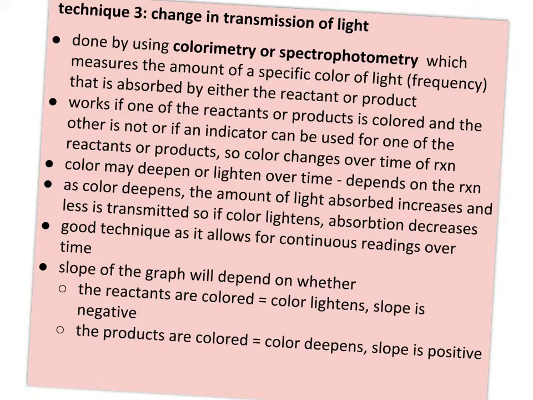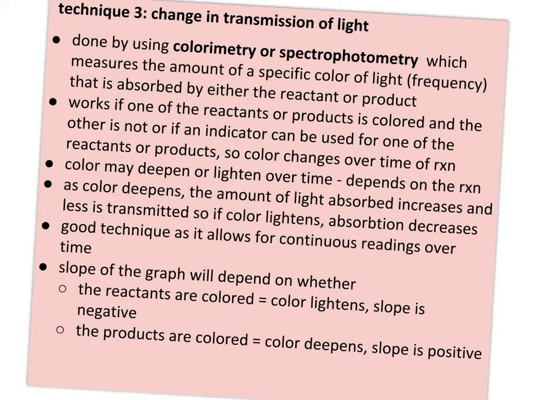So your color will either deepen or lighten over time. If the color deepens, then the amount of light absorbed increases and less light is going to be transmitted. If the color lightens, then the absorption decreases and the amount of light transmitted increases. So this is also a good technique as it allows for continuous readings over time. And the slope of the graph is going to depend on whether your color is getting lighter or darker.